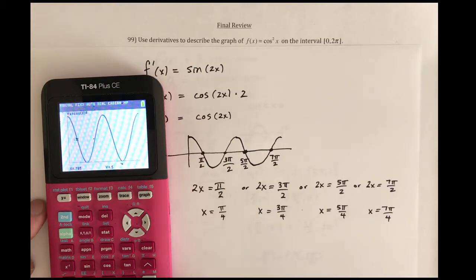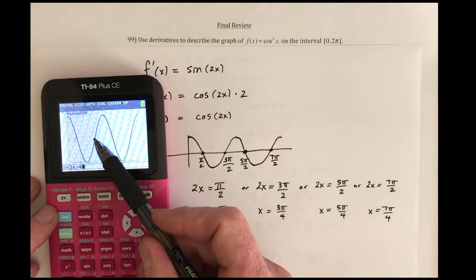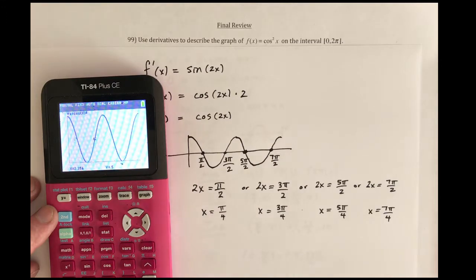Hey, that was a pretty good guess. And how about 3 pi divided by 4? So that should be the next one. That should be right about here. All right, it looks like I've got them right.